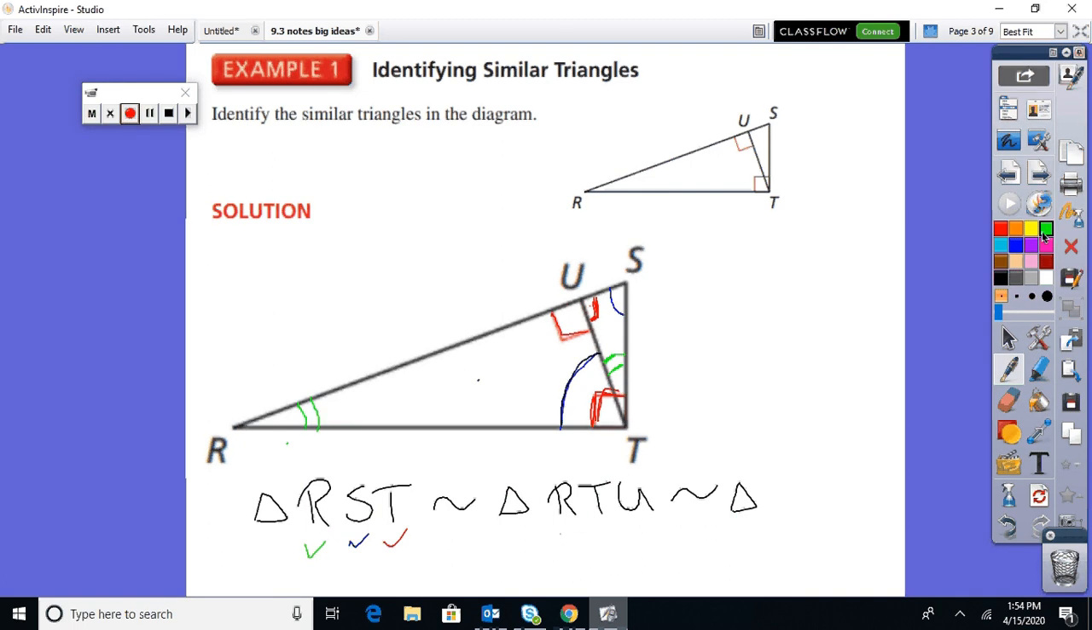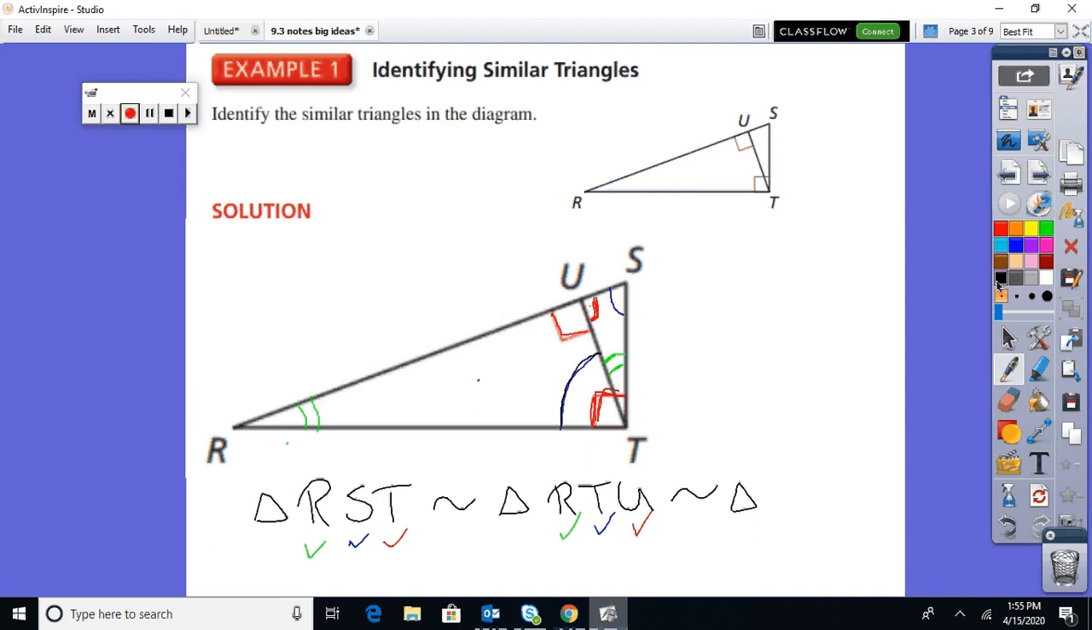So I started out with my double loops, my green, and then I went to my single loop. S in the big triangle was the same as T in the one on the left, and then the T in the big one, the right angle, is the same as the U in the medium-sized triangle. All right, so let me go back to doing this last little one now on the right.